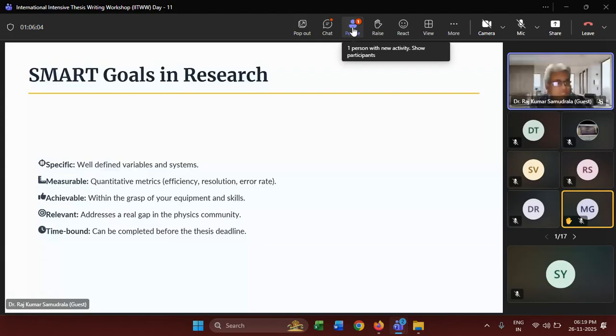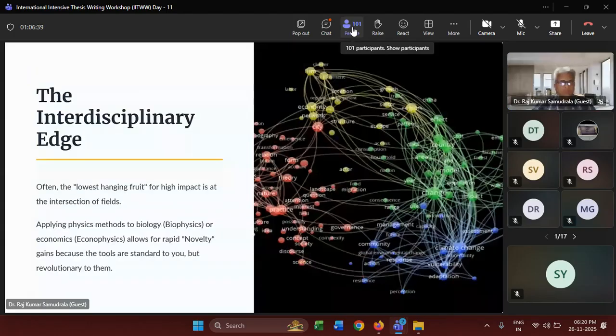Goldilocks zone. It must be relevant, addressing a real gap in the physics community. It must be time bound, completed before the thesis deadline. That's how we should have smart goals in research. Specific, measurable, achievable, relevant, and time-bounded goals are required to complete any task, any objective, any problem. The interdisciplinary edge: often the lowest hanging fruit for high impact is at the intersection of fields. It must be a combination of different fields.